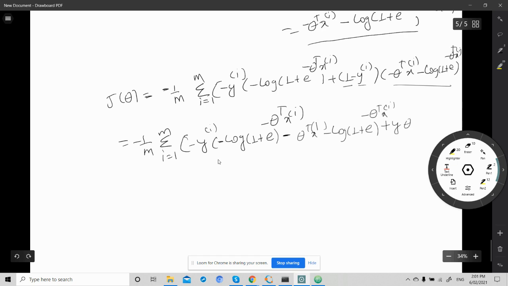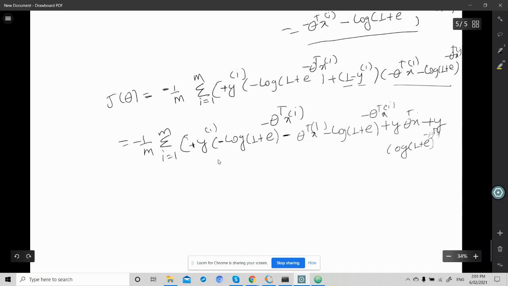so y theta transpose of x minus, plus, this is my initially plus y of log of 1 plus e to the power minus theta transpose of x. And so this and this will cancel out. So what will be remaining?